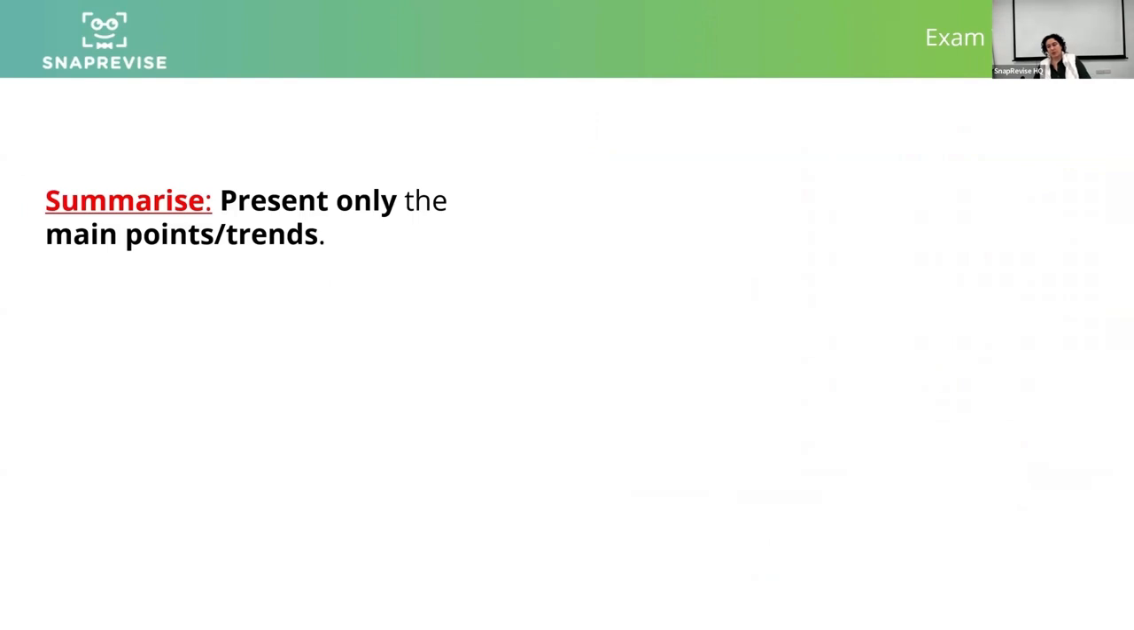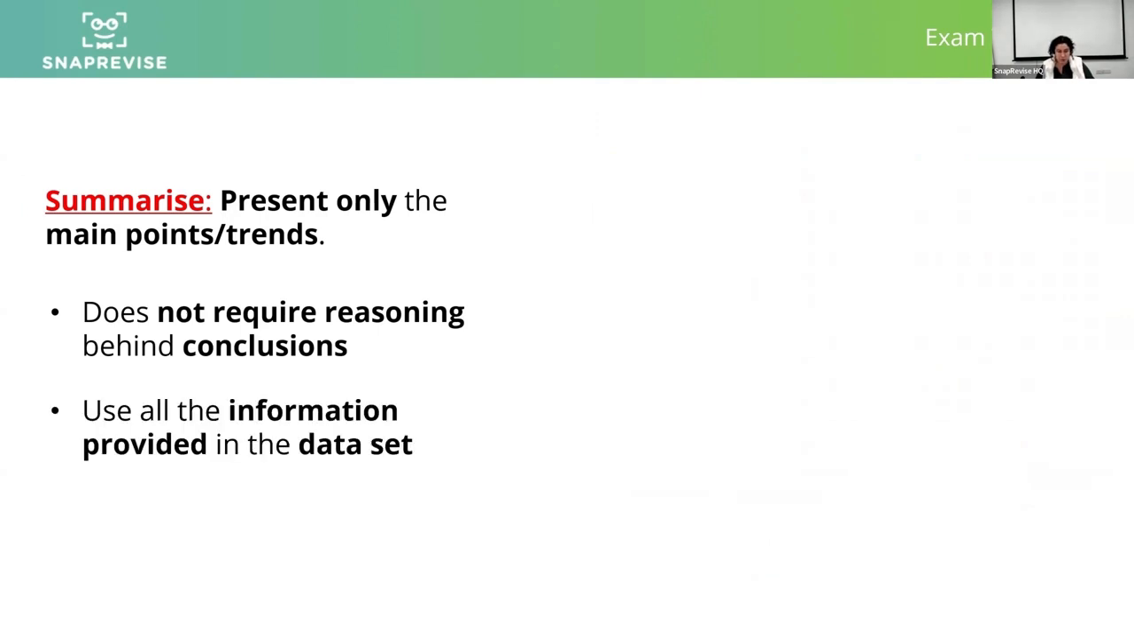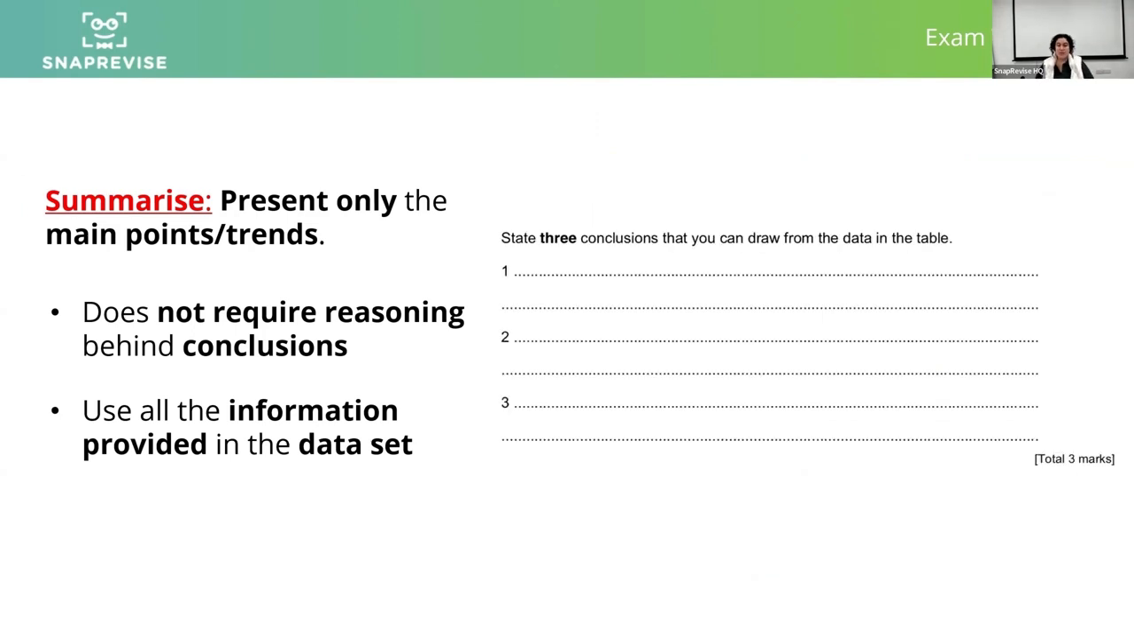Summarize. So present only the main points, as the word suggests. You don't need to explain, you don't need reasoning or calculations. You do have to incorporate all of the data that is provided. State 3 conclusions that you can draw from the data in this table. So the command word here is not summarize, but basically I'm summarizing the data from a table that I'm going to show you in a minute.